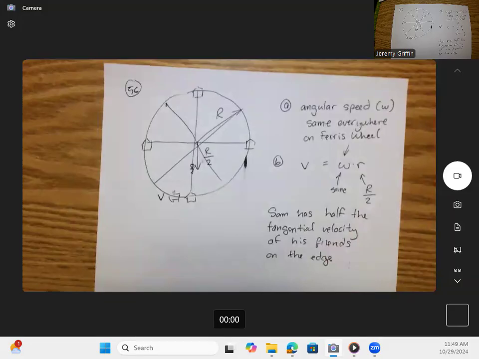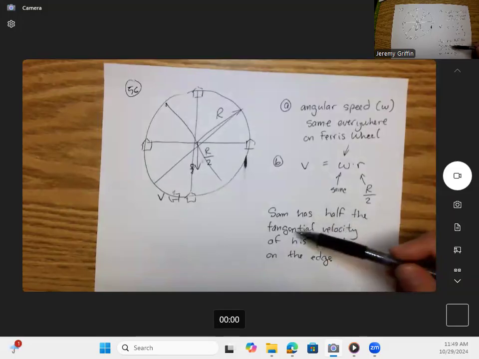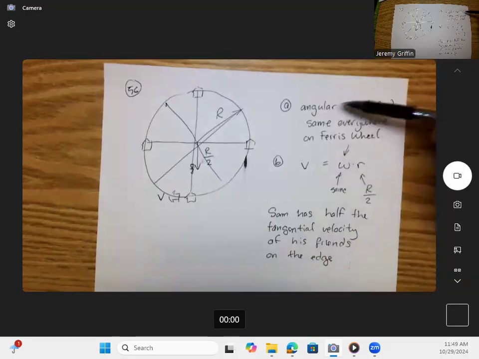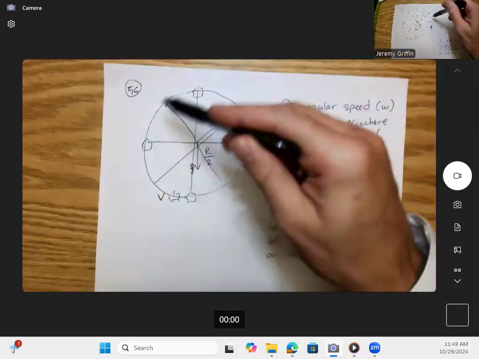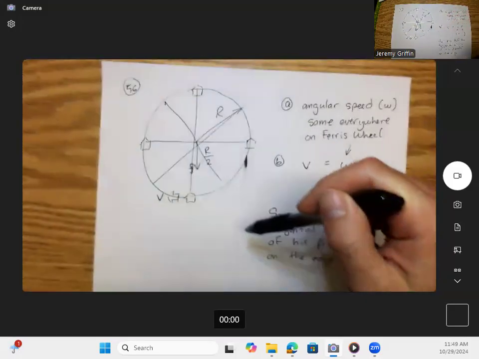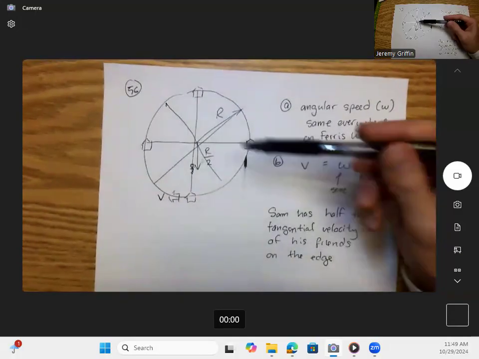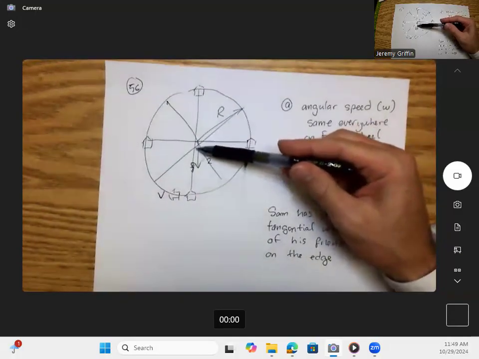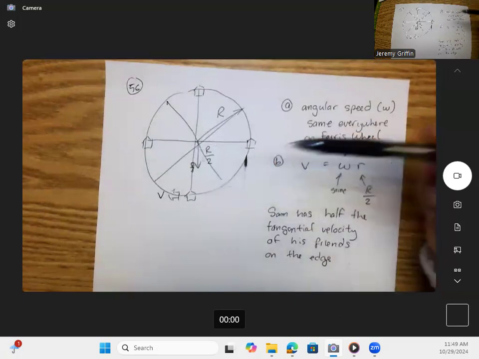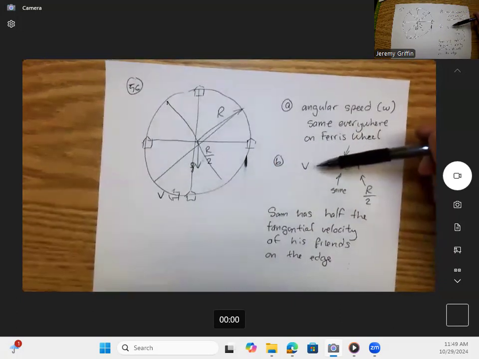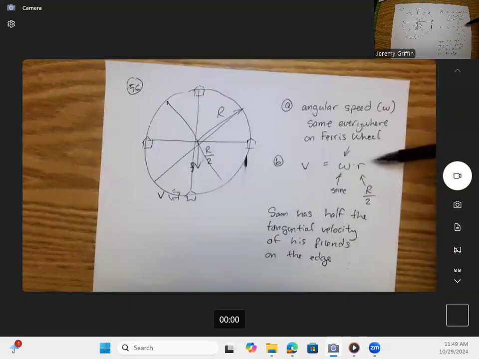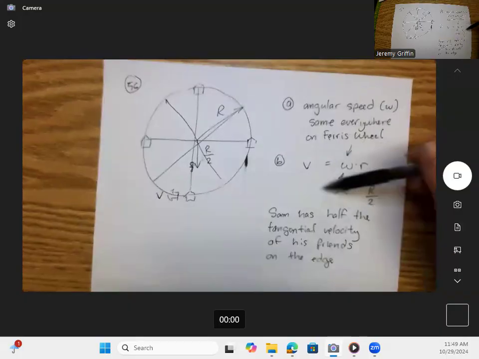You guys good? Sam has half the tangential speed. Angular speed is the same everywhere on the Ferris wheel. They all get the same turns per time, right? But their linear speeds are different. If you're right in the center, you have 0 linear speed. The further out you go, the faster you're going. How fast you're going in a linear sense is just proportional to your distance from the center. That's all this says right here.